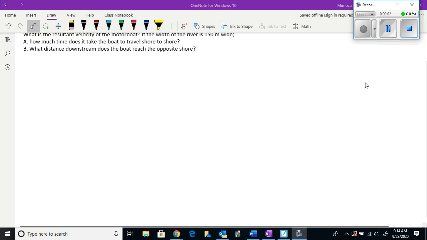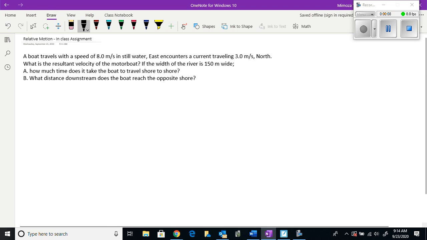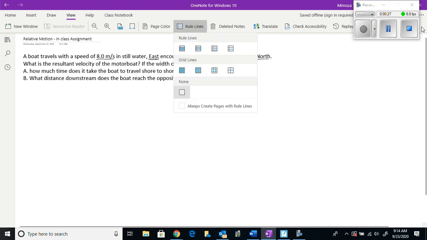Okay, so this is a video that explains the relative motion in-class assignment. A boat is traveling with a speed of 8 meters per second in still water and is going east, encountering a current traveling 3 meters per second going north. So the vector diagram situation will be something like this.